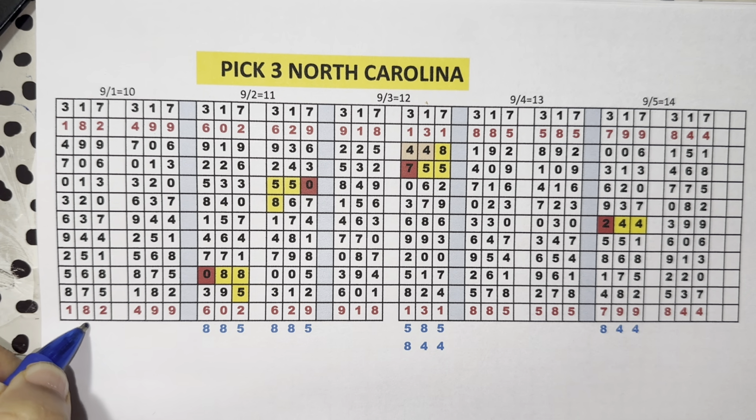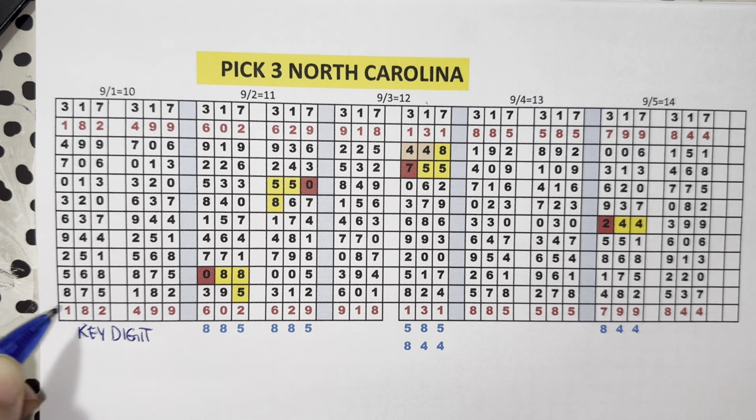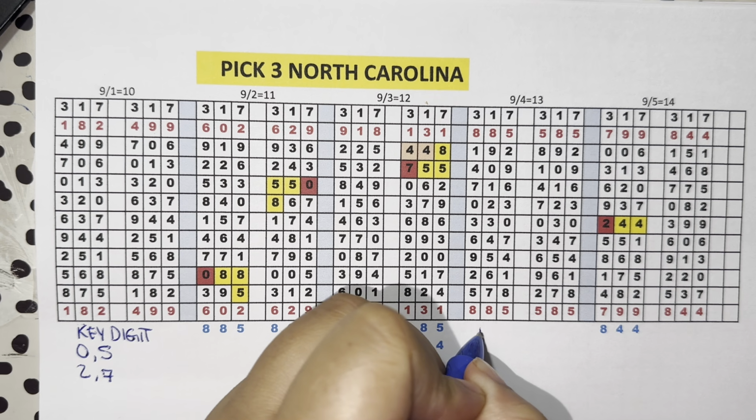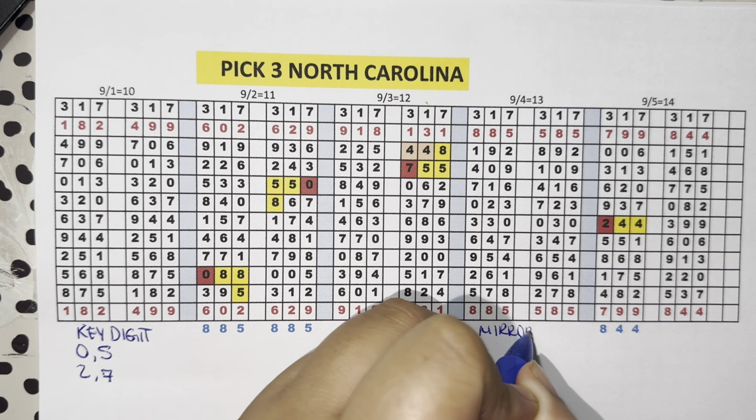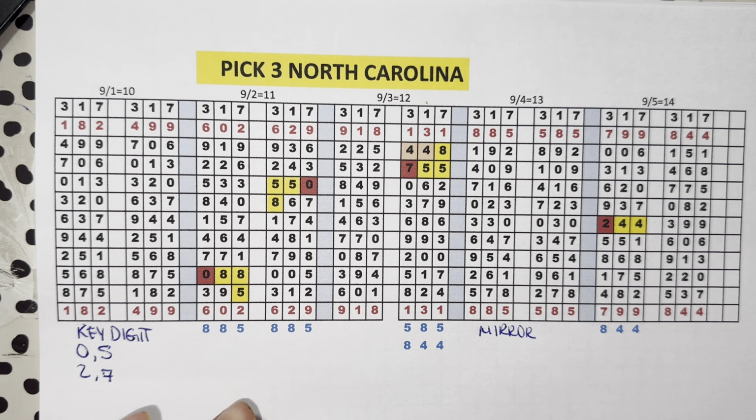Let's talk about some key digit numbers. Key digit numbers are numbers like 0 and its mirror 5, 2 and its mirror 7. Which brings me back to another thing. Let's talk about mirrors really quickly while we're on the subject. When we're saying mirrors, you see the 0 and 5, they're actually the same number. They're just opposite of each other. It's the same as the 2 and the 7.